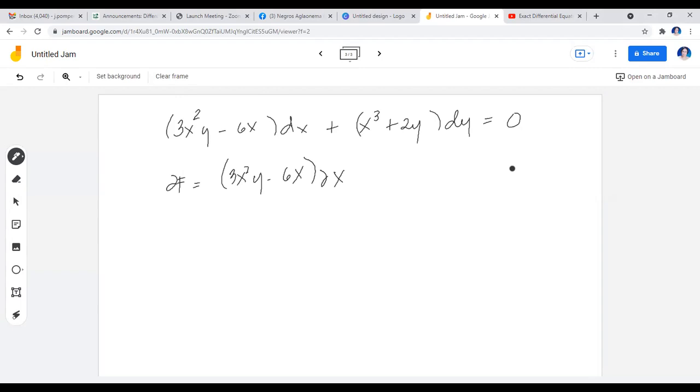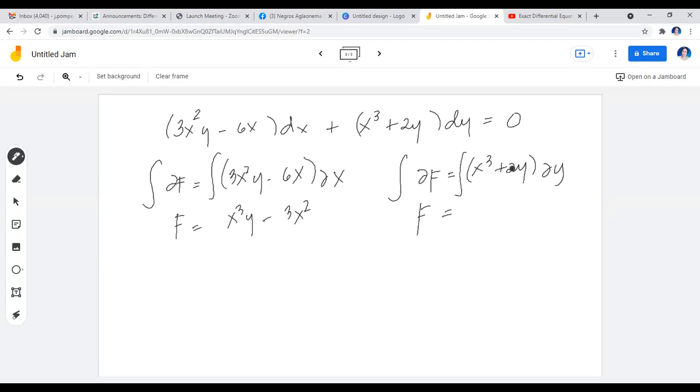Partially integrate with respect to x. So your f is equal to x cubed y minus, so that would be 3x squared. This one, on the other hand, partial derivative of f with respect to y, we integrate this partially with respect to y. And your f here will be x cubed y, and you will have here plus y squared.